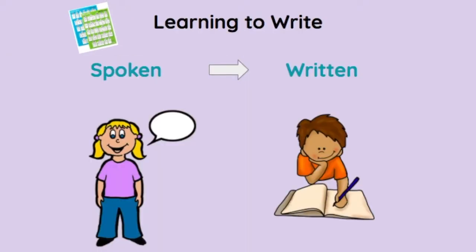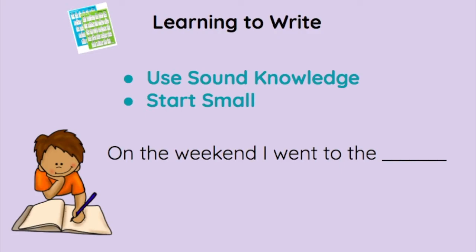When students are learning to write, they will be moving from spoken to written. So they will be using their oral language or communication skills to first talk about what they're going to write before they do start writing. Once they do start learning to write, they will use their sound knowledge to support them. At first, they will start small. So as you can see, there's a sentence below that says, on the weekend I went to the. They might be thinking about one word that they can write on their own, and they'll use their sound chart to support them with writing that one word independently.